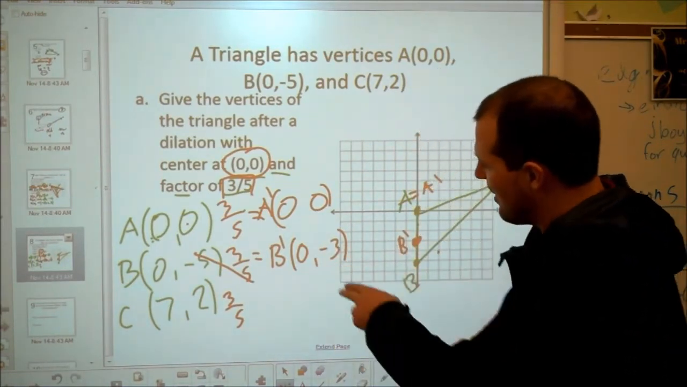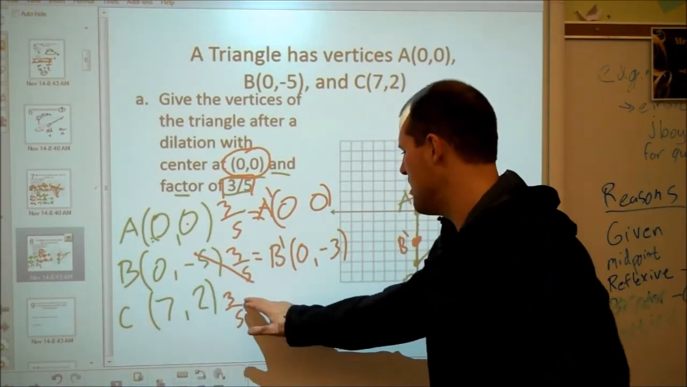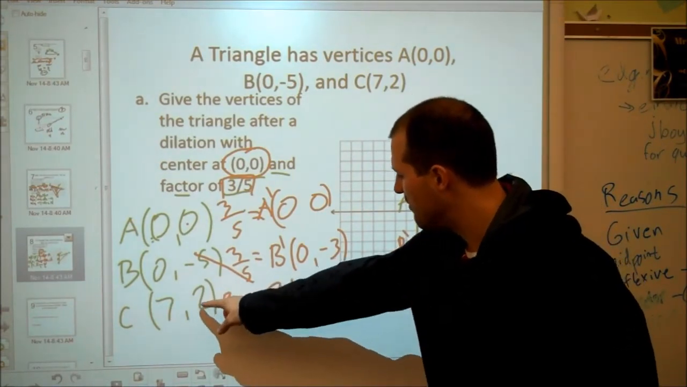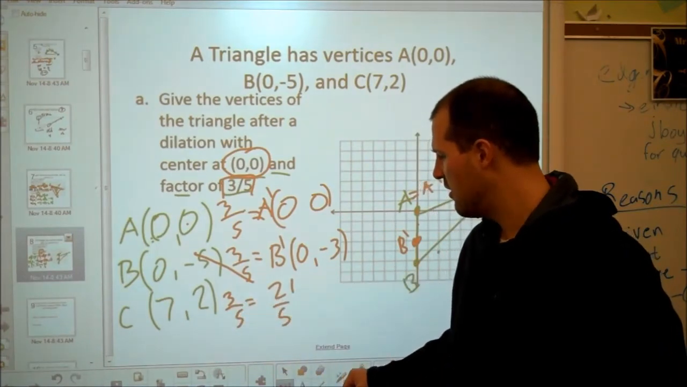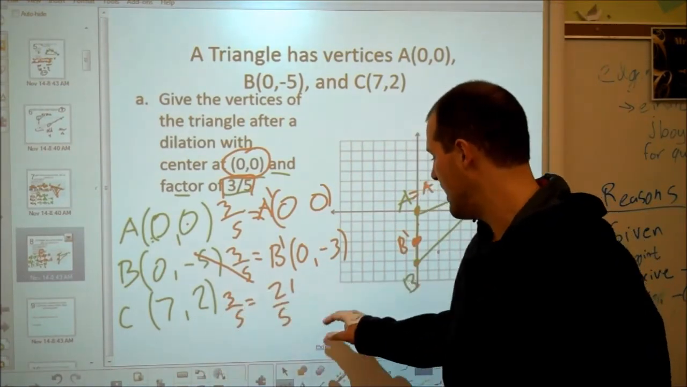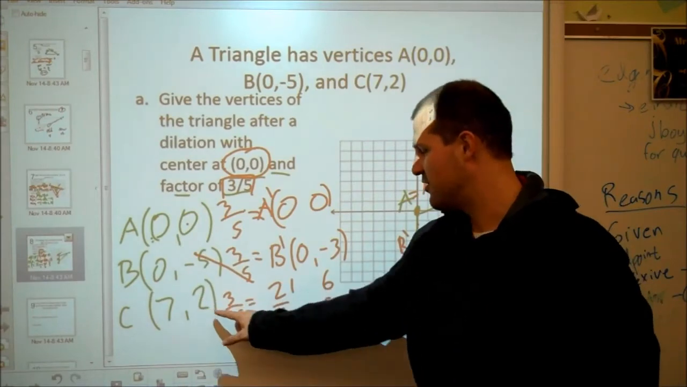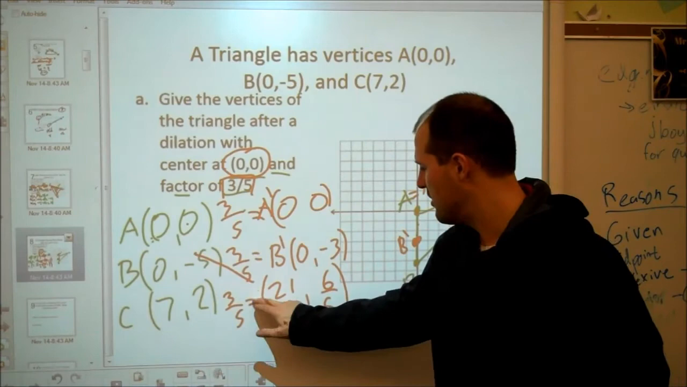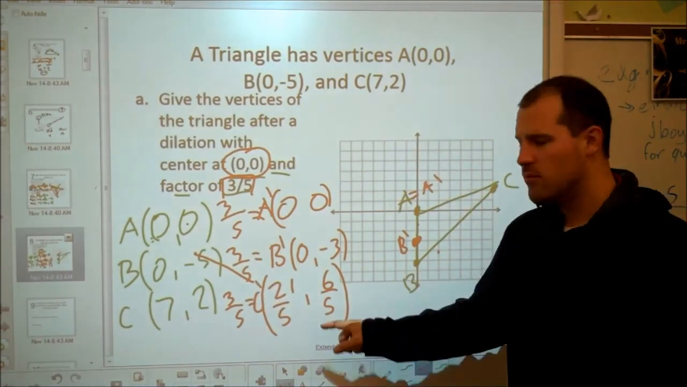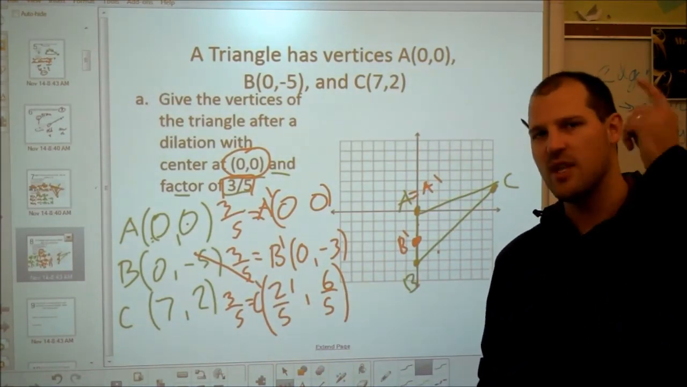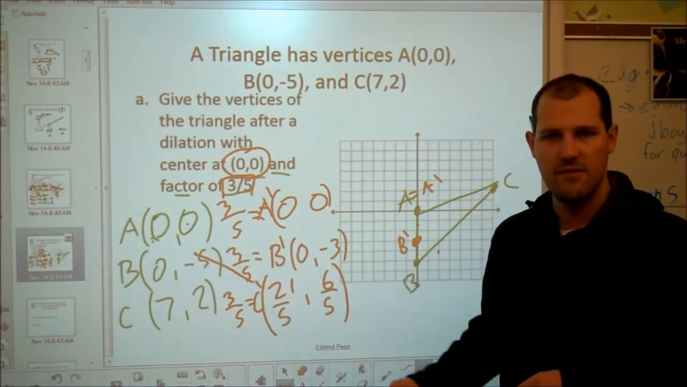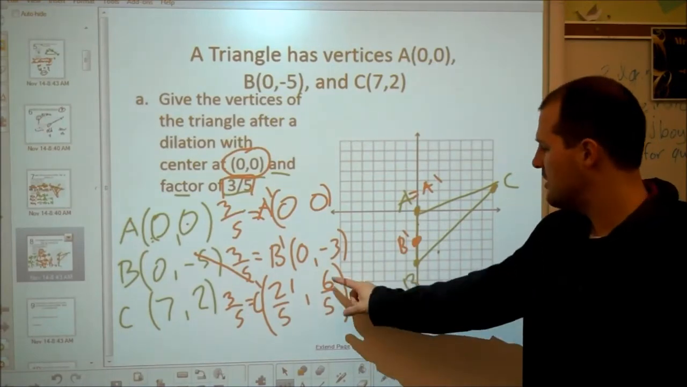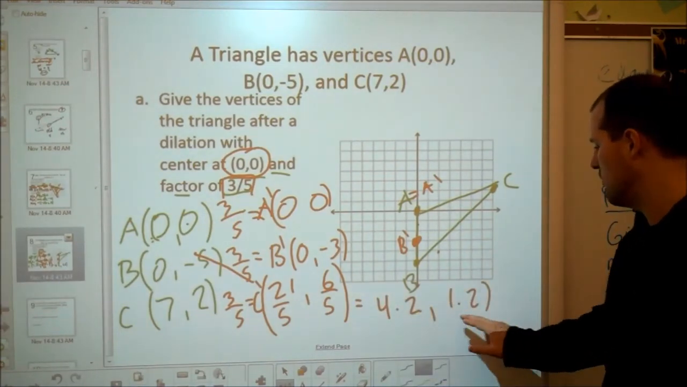Let's go to the last one. Okay, here we have 7 times 3/5. That's 21 fifths. Ooh, interesting. And then we have 2 times 3 is 6. Excuse me, 2 times 3 is 6. So that would be 6 fifths. I think I did 2 times 5 in my head on accident. Sometimes we do that. Okay, so let's get this written out. C prime. And now, maybe it's easier if we turn those into decimals. That'll be easier to graph it. So 21 fifths turns out to be 4.2. And 6 fifths turns out to be 1.2.